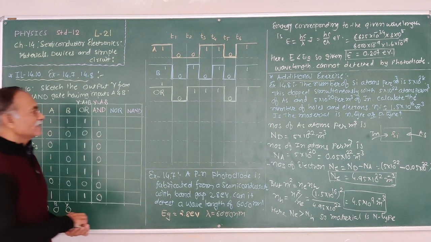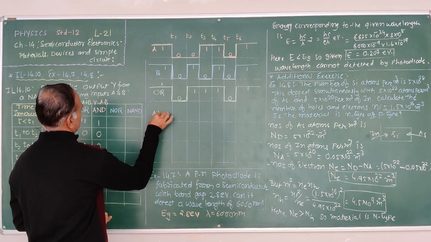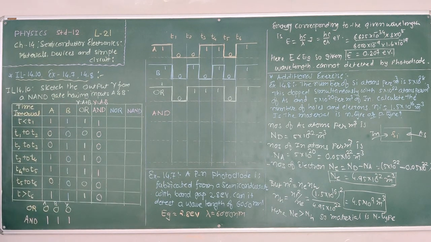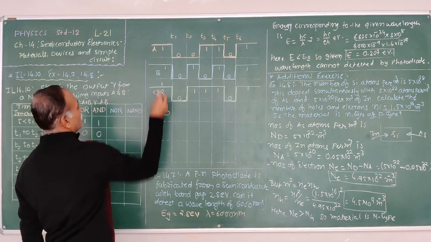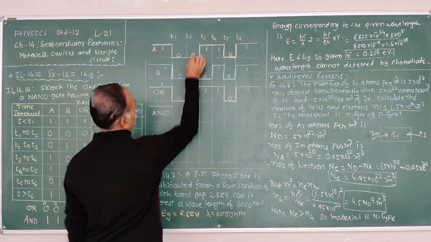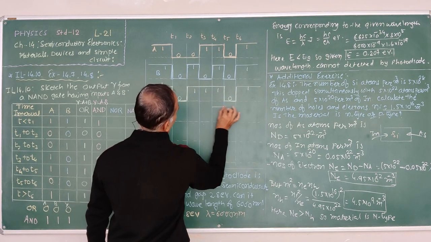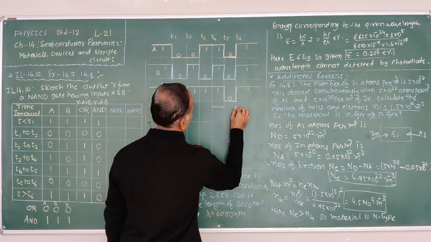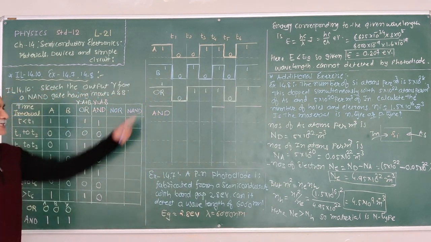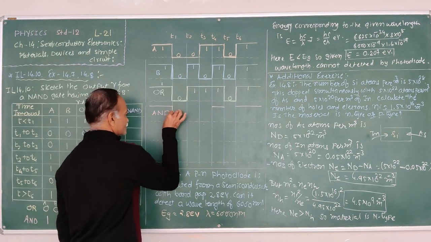Now for the AND gate, the characteristic is 1, 1, 1. If both inputs are 1, output is 1. So 0, again 0, 0, here the 1, 0 and last 1. So only for these three time intervals the output is 1, otherwise 0.